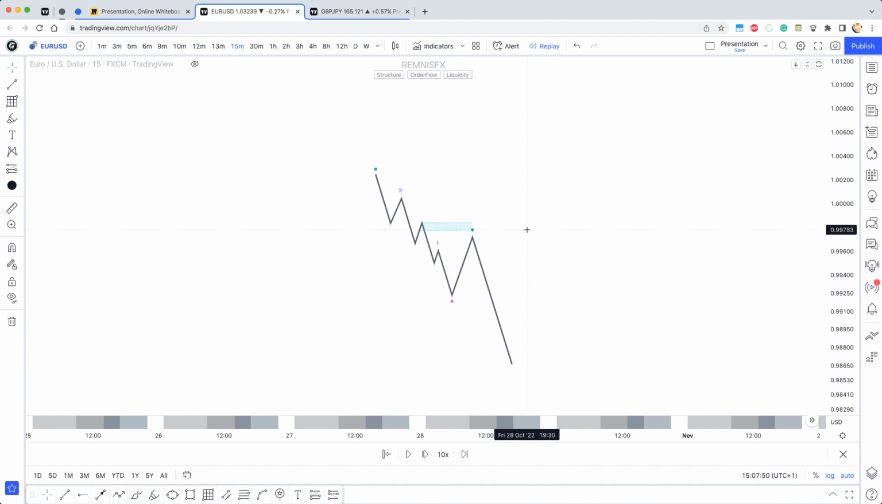Because yeah, the markets run on liquidity, just like we humans need oxygen to be alive. The market needs liquidity to be alive, to make those movements. That's what I mean by to be alive, right?